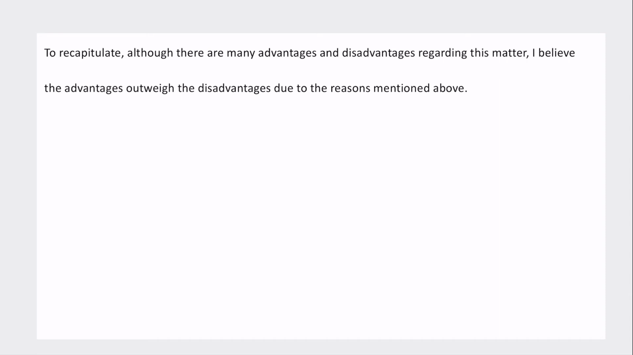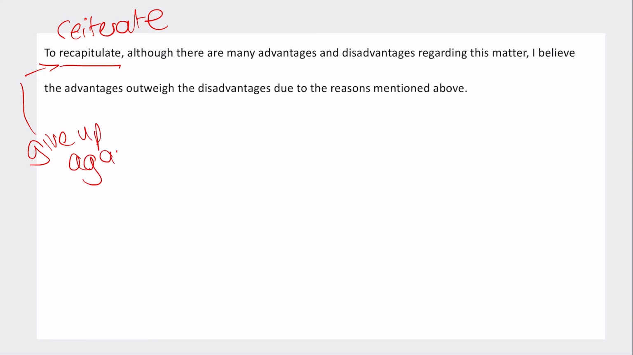"To recapitulate", and then they do this. I think they mean to reiterate. Recapitulate means to give up again. To capitulate, to give up, to do something again. But I think they mean reiterate. Iterate, to say it again. "To reiterate, although there are many advantages and disadvantages regarding this matter, I believe the advantages outweigh the disadvantages due to the reasons mentioned above."